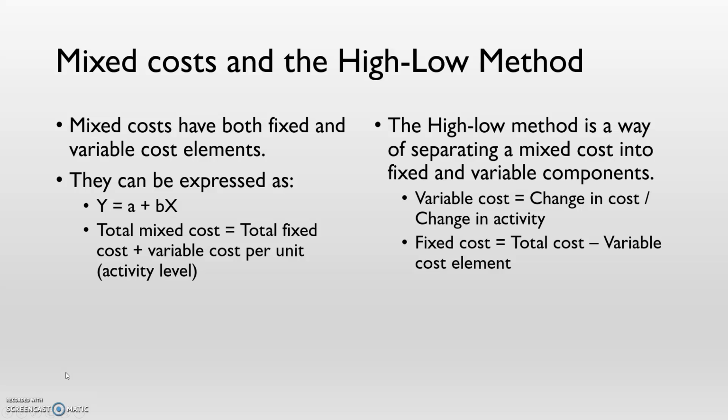The high-low method is a way of separating a mixed cost into the fixed and variable cost elements. Variable cost is the change in cost divided by the change in activity. Then fixed cost can be determined by subtracting the variable cost element from total cost.